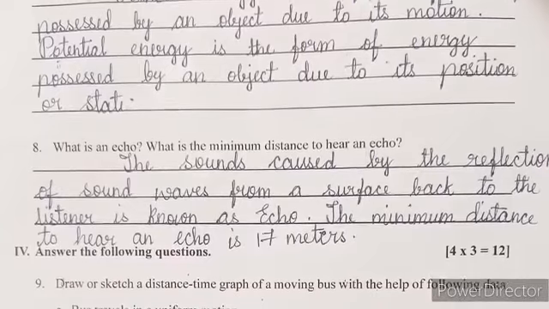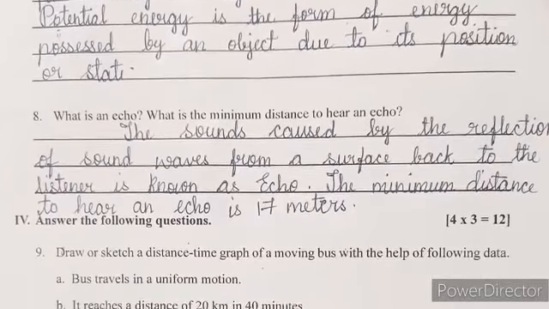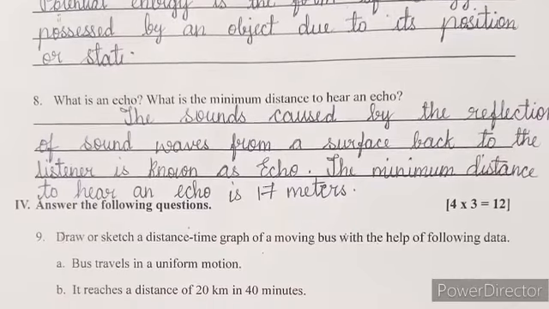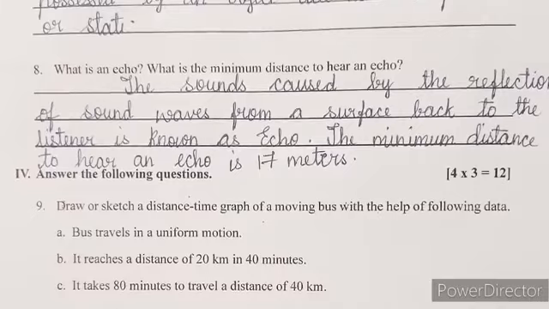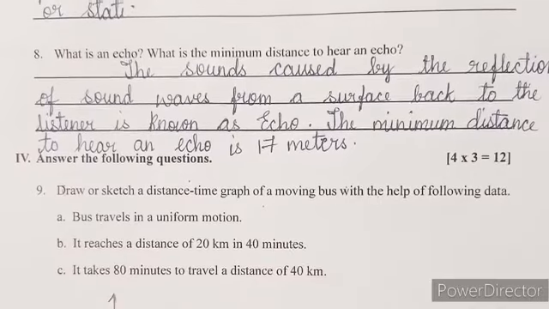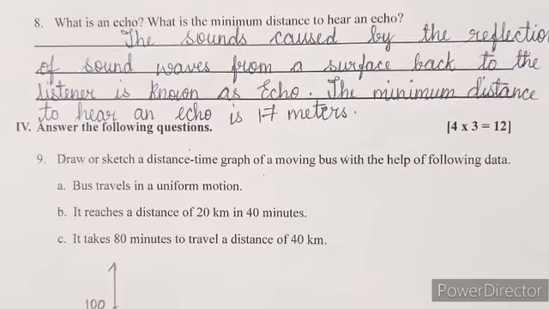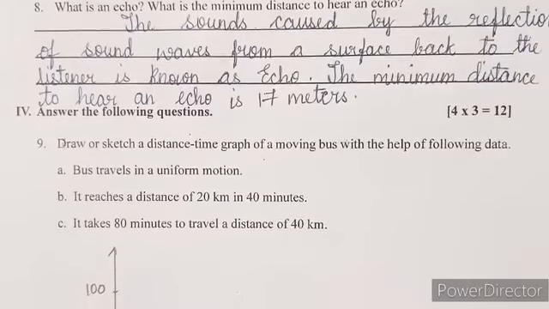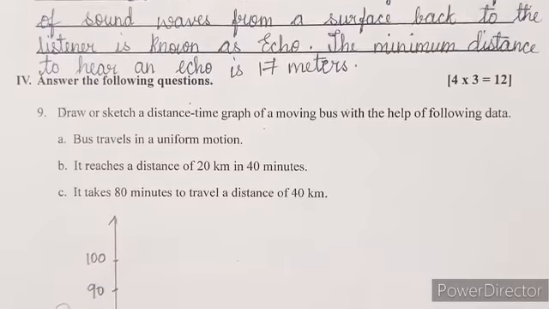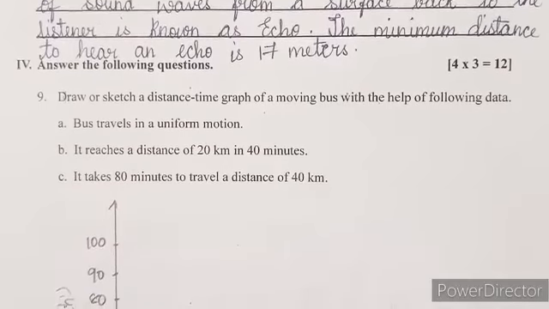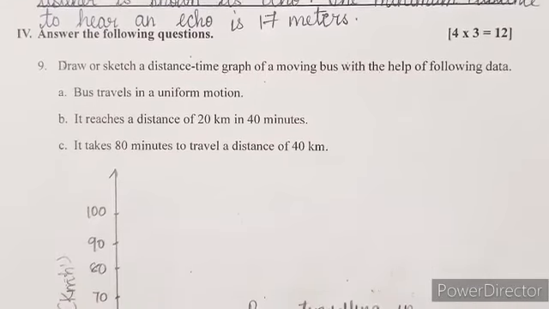Next question, define kinetic energy and potential energy. Answer, kinetic energy is a form of energy possessed by an object due to its motion. Potential energy is the form of energy possessed by an object due to its position or state. Next question, question number 8. What is an echo? What is the minimum distance to hear an echo? Answer, the sound caused by the reflection of sound waves from the surface back to the listener is known as echo. The minimum distance to hear an echo is 17 meters.